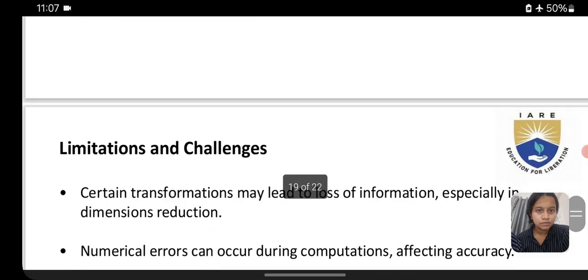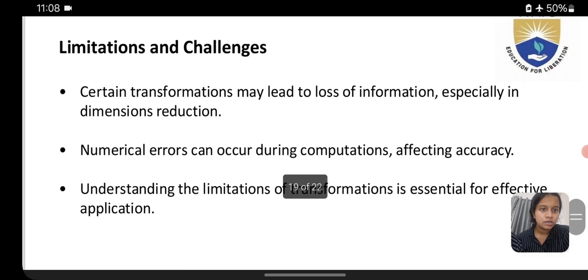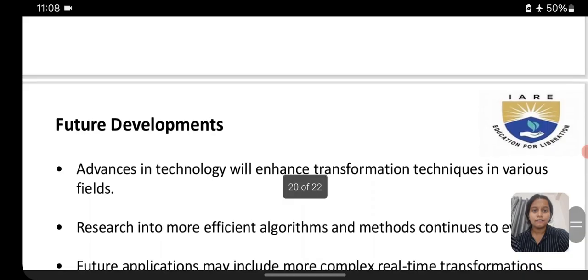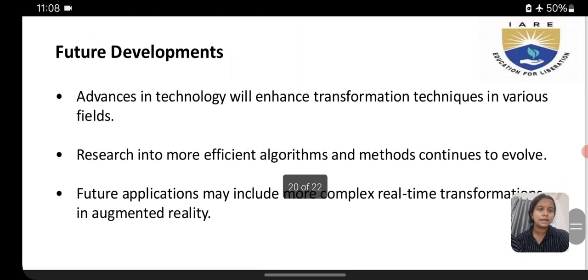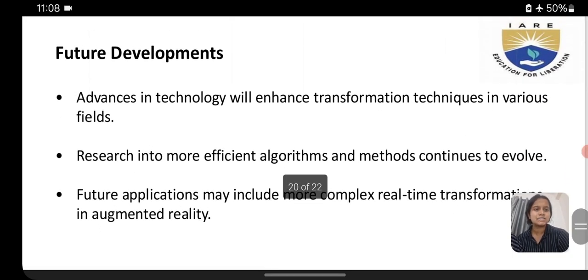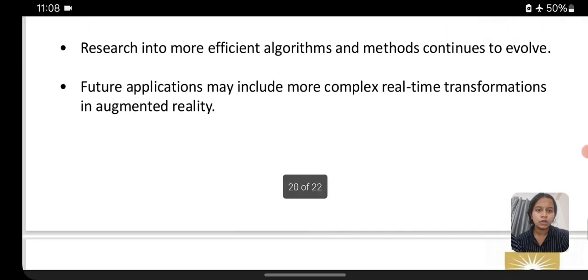Coordinate transformation limitations and challenges. Certain transformations may lead to loss of information, especially in dimension reduction. Numerical errors can occur during computation, affecting accuracy. Understanding the limitations of transformation is essential for effective applications. Some future developments in technology will enhance transformation techniques in various fields. Research into more efficient algorithms and methods continues to evolve. Future applications may include more complex real-time transformations in augmented reality.